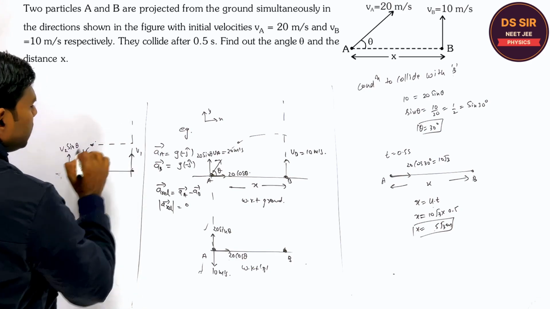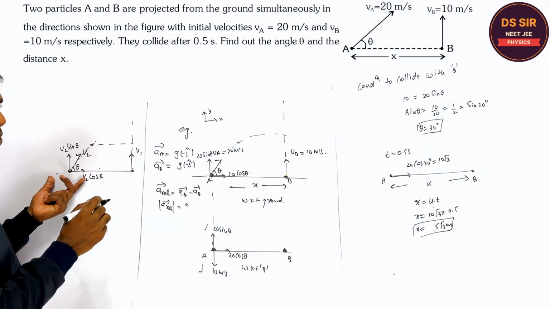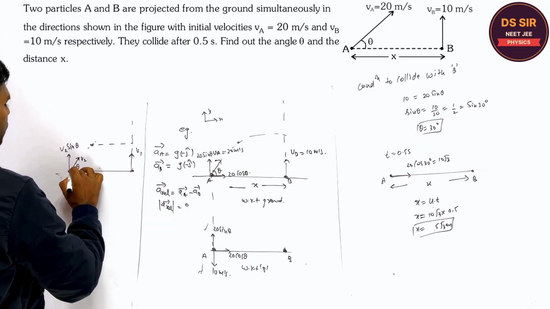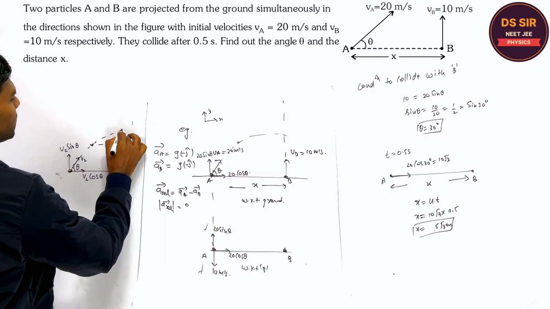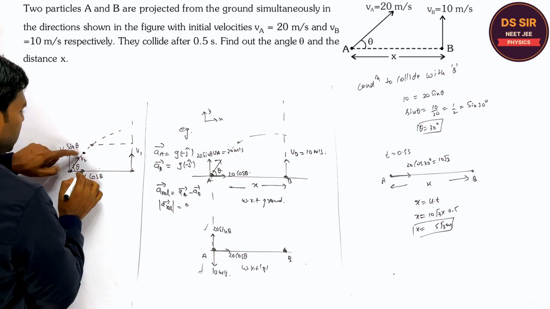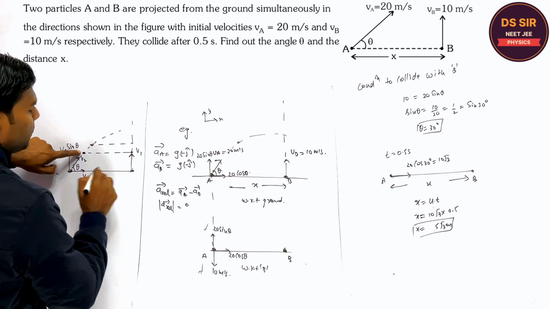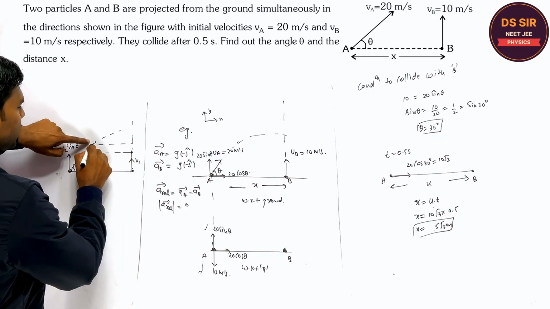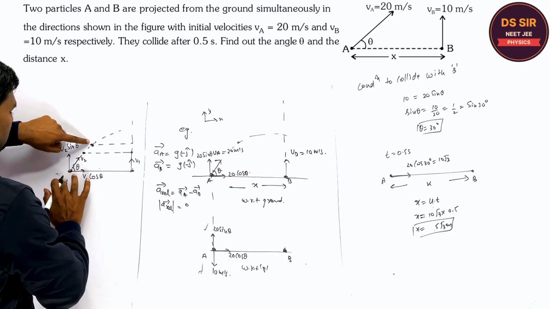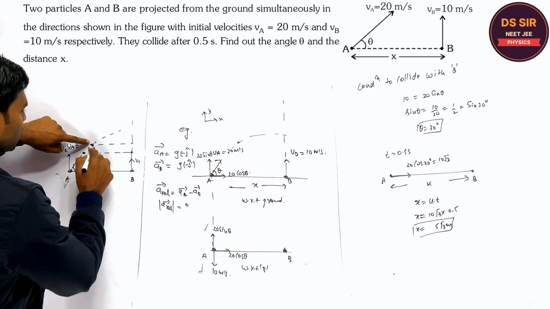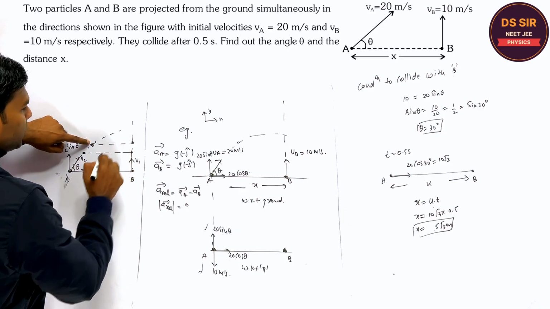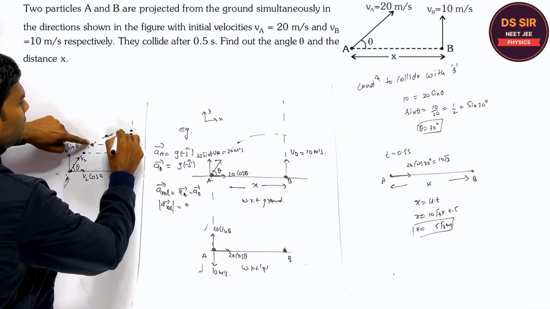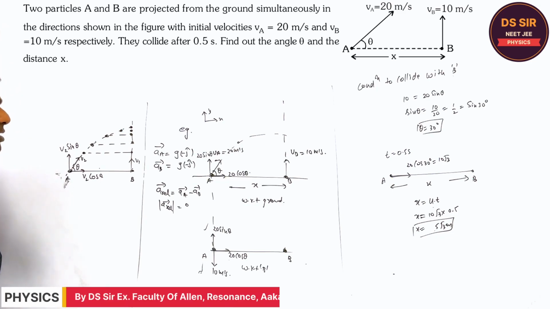So the collision occurs. What is the condition? The condition is that when it reaches the B, suppose this is A and this is B, this particle must be at this point, and when they hit like this.